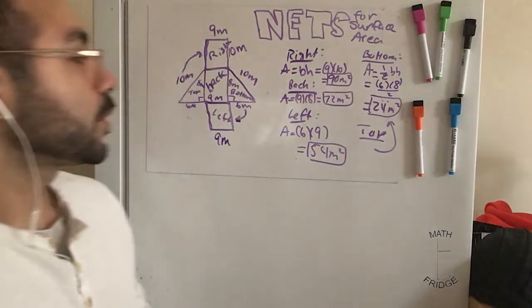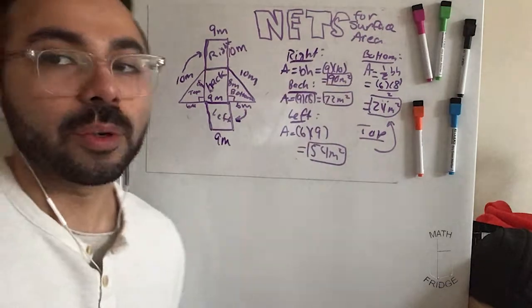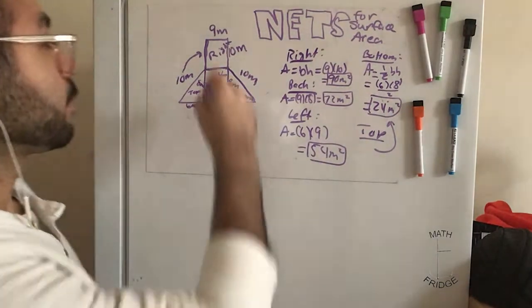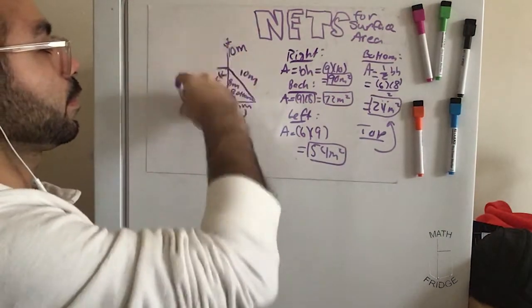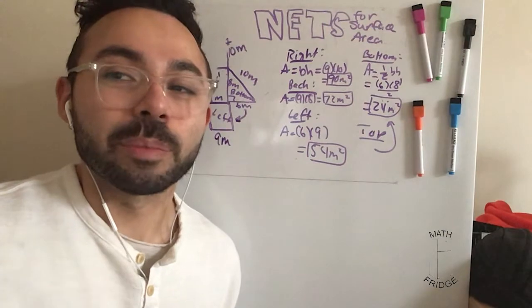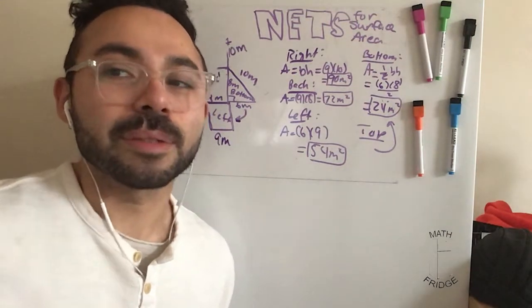So that's it. Now that I have all the areas for this face, I'm going to erase the nets because we don't need the nets anymore. Don't erase the nets, and don't erase the 3D prism on the test though. You make sure you keep those.